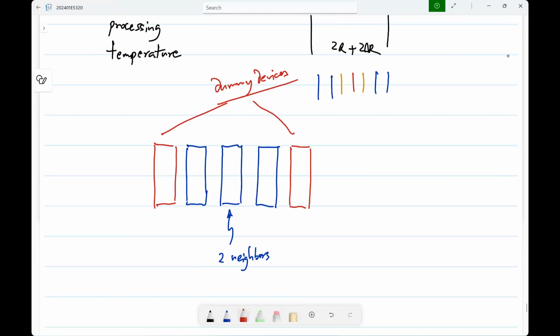Okay. So you have to add dummy devices to create an identical environment.